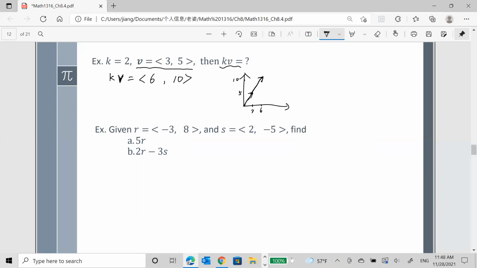So this vector is stretched, but the direction didn't change because K is greater than 0. So K keeps the same direction as the vector V. And K is greater than 1, which means we stretch it. If it's less than 1, like 0.5, we shrink the vector.